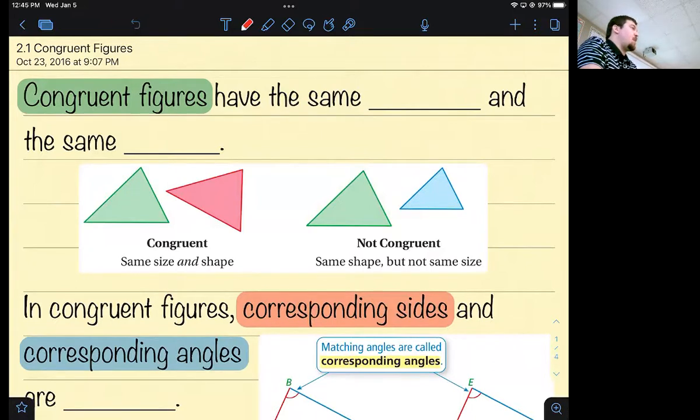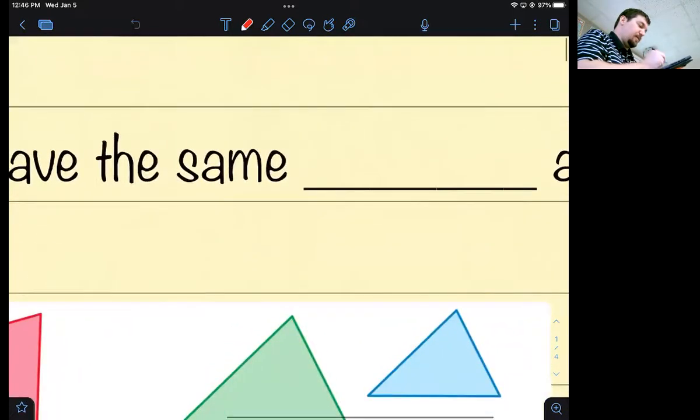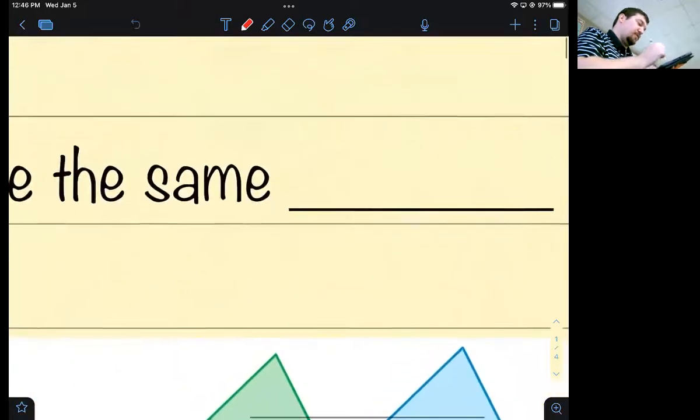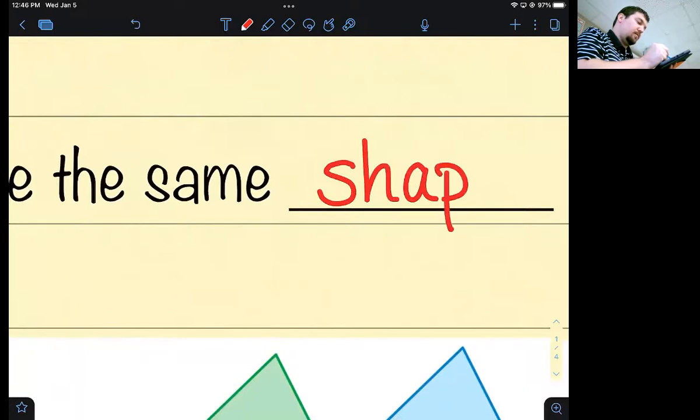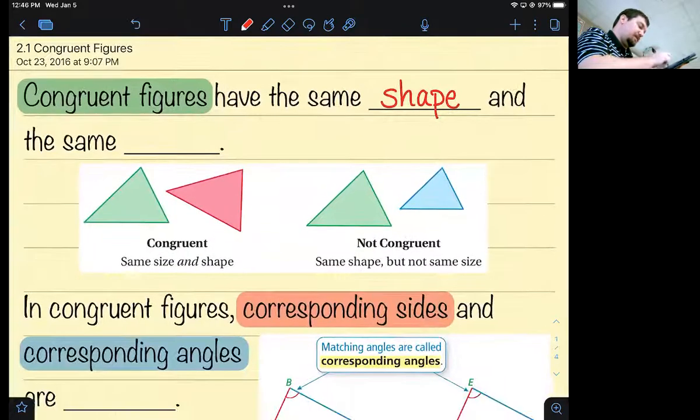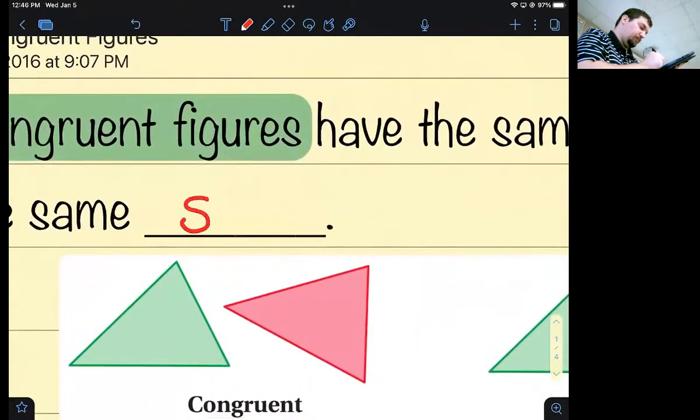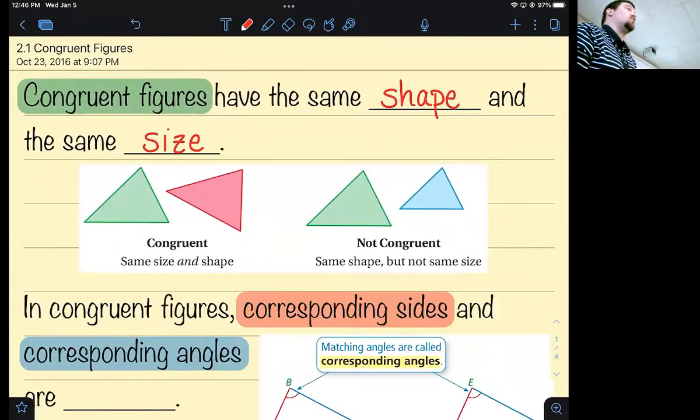Does anyone know what that word means? You might have even seen this on your NWEA test. Jimmy, what's congruent mean? That's exactly what it means. Congruent figures have the same shape and the same size. Essentially, they are exactly the same. You might even say they're equal.